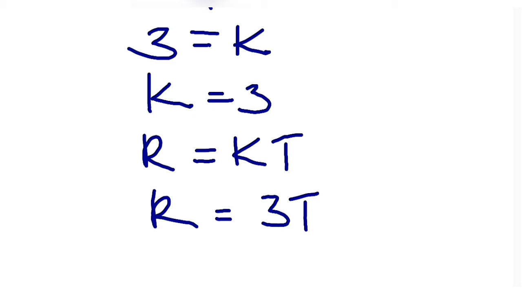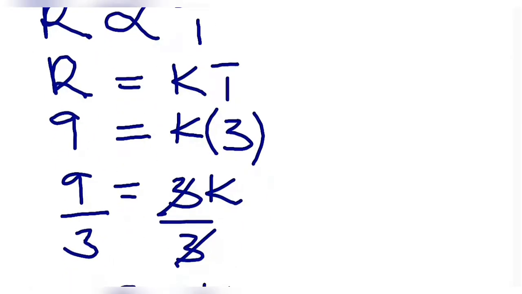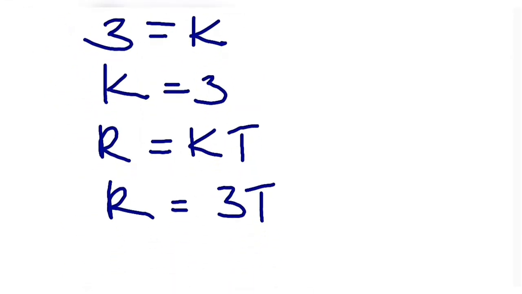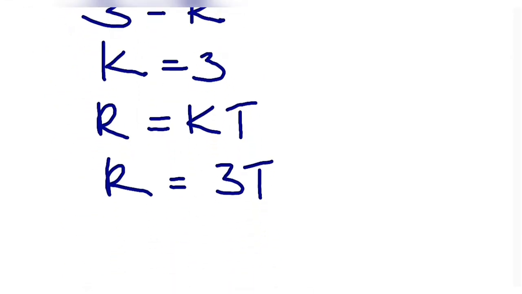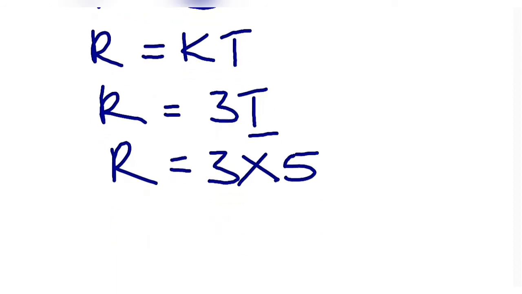So the question is again, find r when t equals 5. So what is the value of r when this t here is 5? r will be the same as 3 multiplied by t, which is 5, and that will give us r equals 15. r is equal to 15.